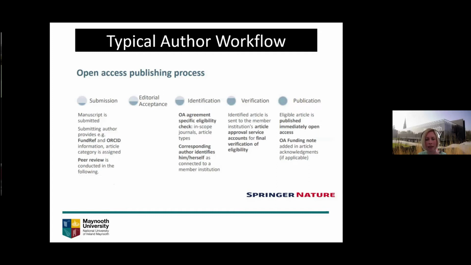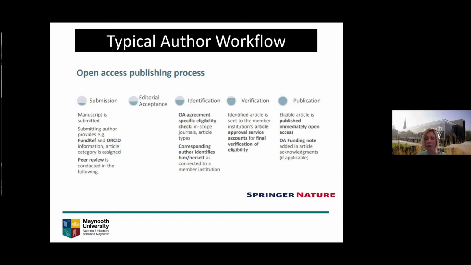So the example I use here is from Springer Nature, but I will say that each publisher has an equally easy step-by-step guide to follow. So you submit your article and it has all the relevant information, and then the paper is peer reviewed. And your article then is editorially accepted for publication. An author then will receive an email link to complete the publishing agreement.